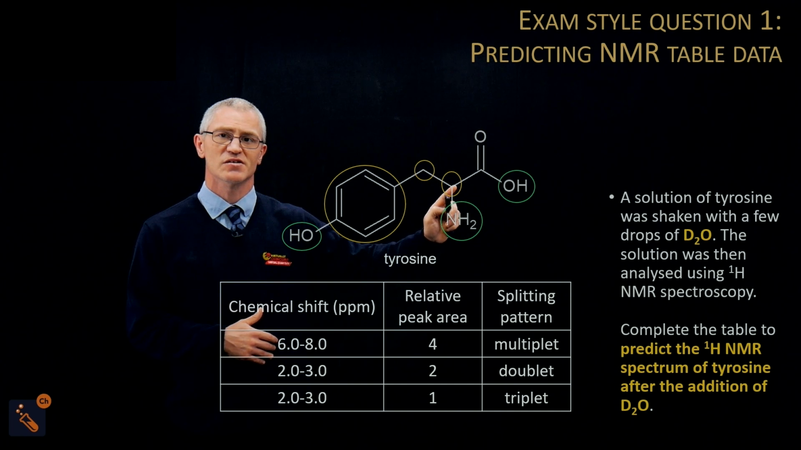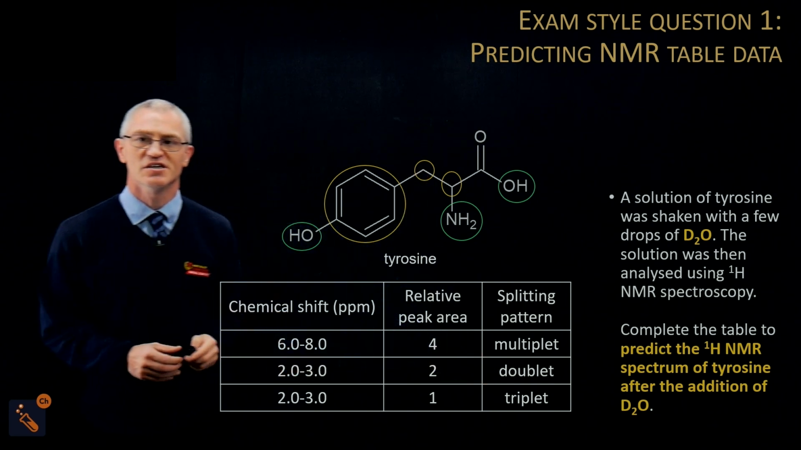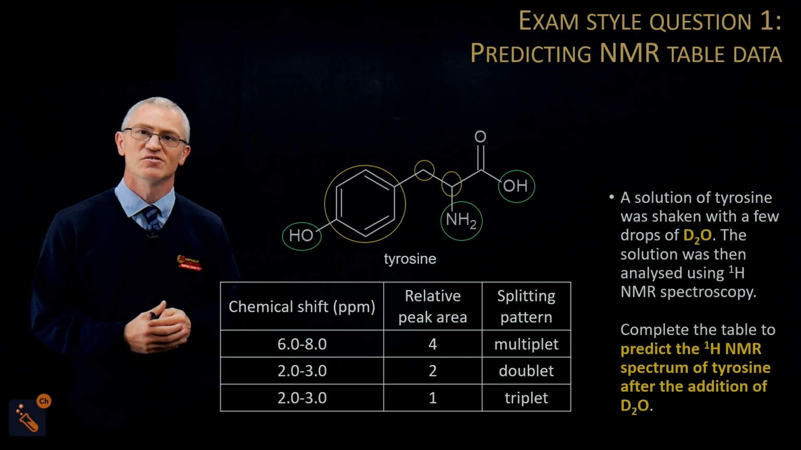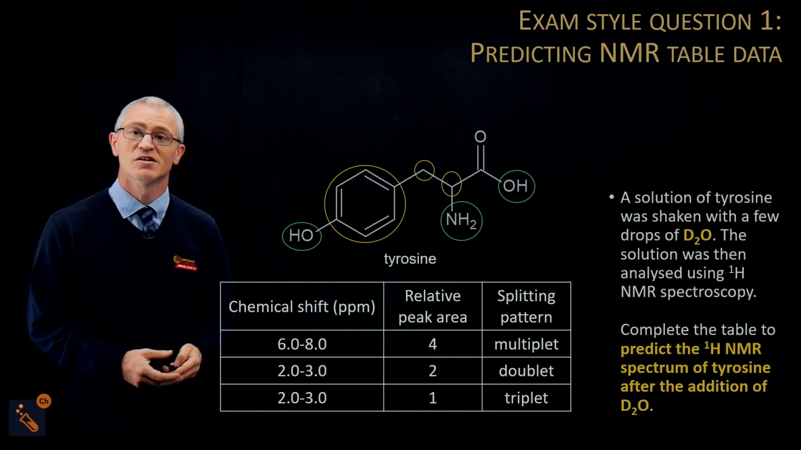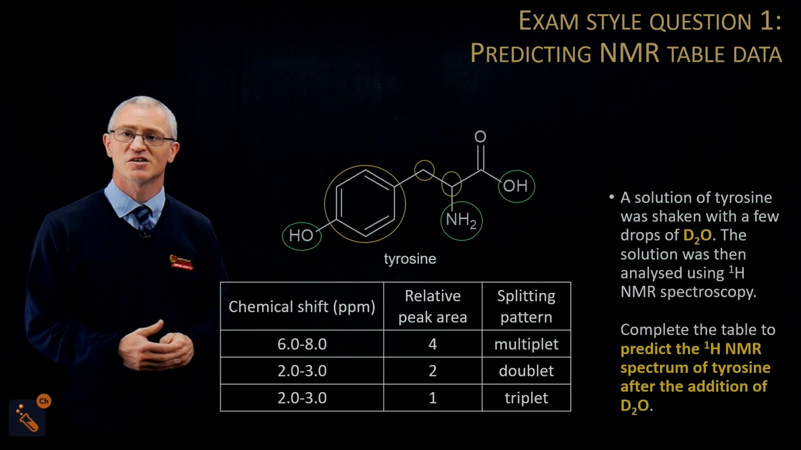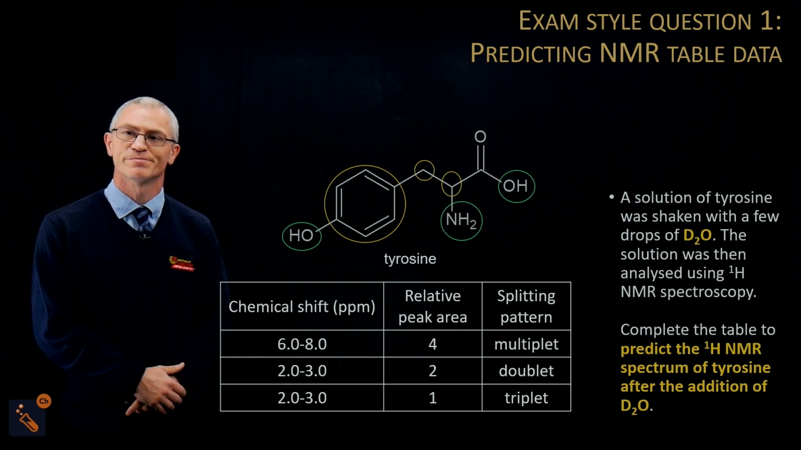This one, okay, there's no hydrogens on this one, and there's 2 hydrogens on this one. So again, N plus 1, 2 plus 1 is 3, so therefore you get a triplet. And that is how you can do a simple table, which you may well get in the exam, from a rather complex looking molecule shaken with D2O.